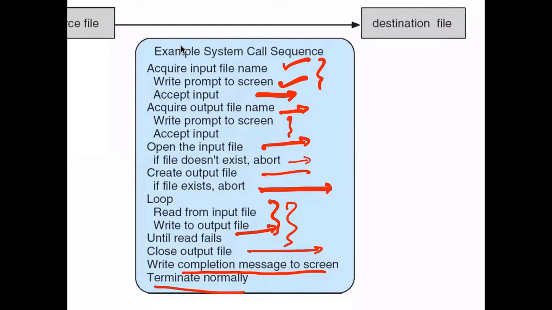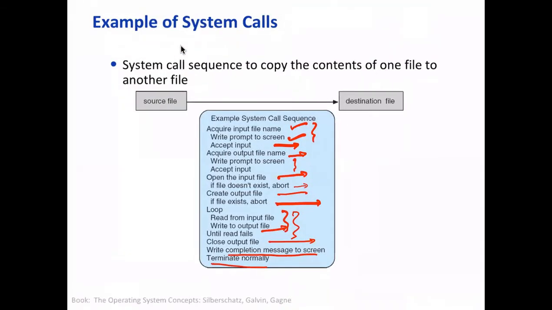So there are 30-40 system calls happening to do one very simple thing, which the user thinks is very simple. They're just making a copy of one file to another file. All right, is it fine? Any question?